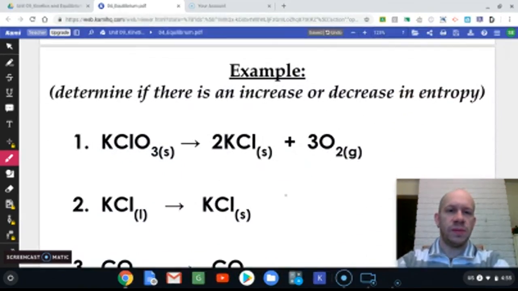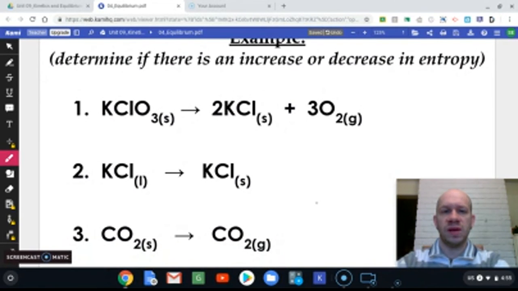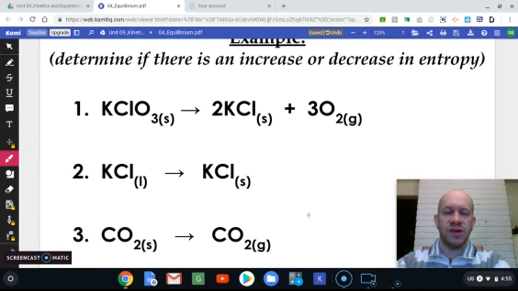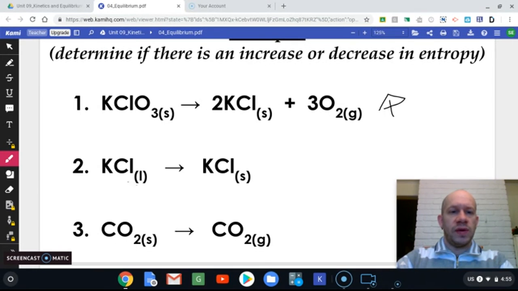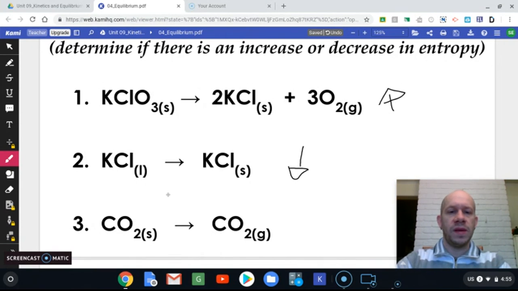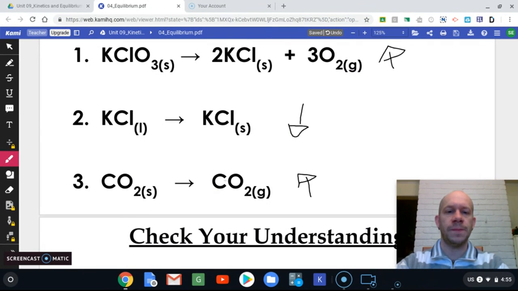So, for example, determine if there's an increase or decrease in entropy. Some of our different ways that we increase entropy are if there are more things or if we have gases. In our first example, I'm starting with a solid and I'm ending with a solid and a gas. So I have more products, including a gas. This means I have an increase. If I'm going from a liquid to a solid, recall our different phases. Solids have less entropy, therefore I'm decreasing my entropy. If I'm going from a solid to a gas, recall gases have the highest amount of entropy, so the change here is an increase in entropy.